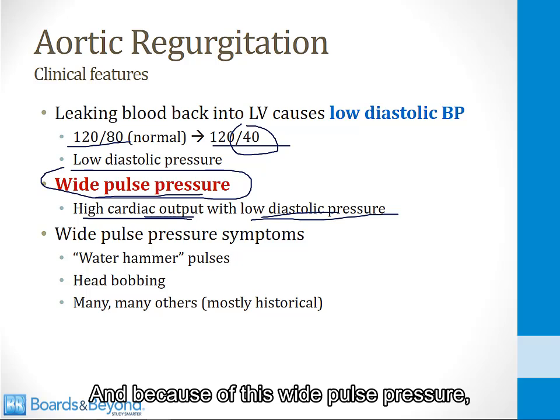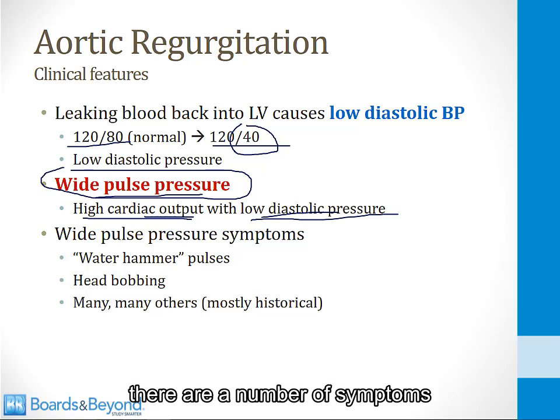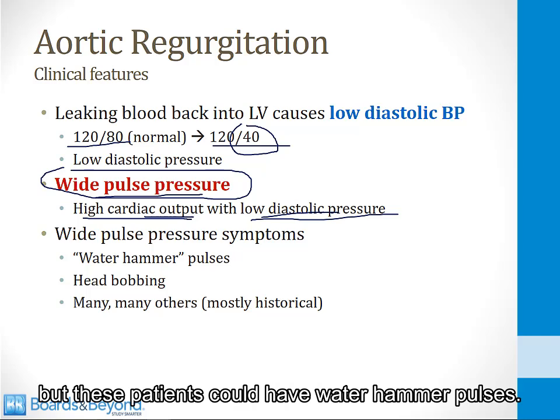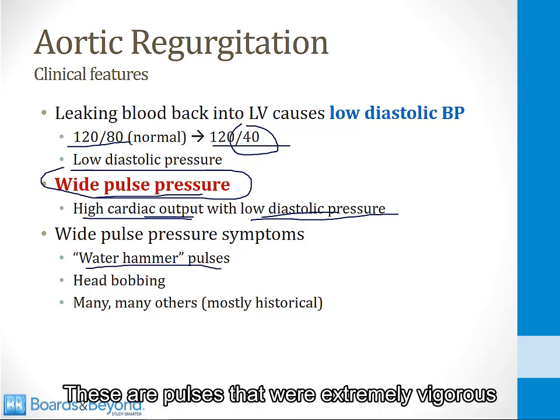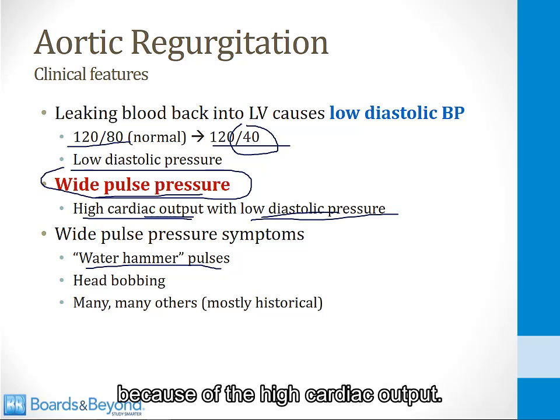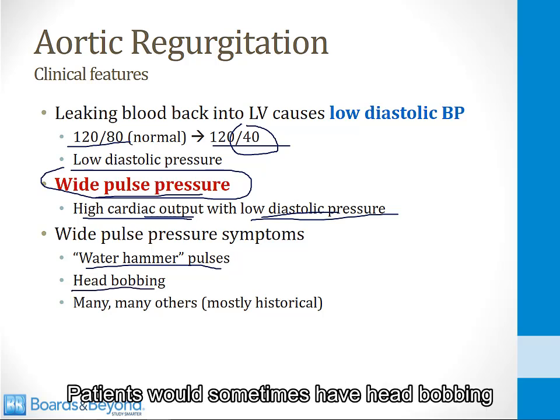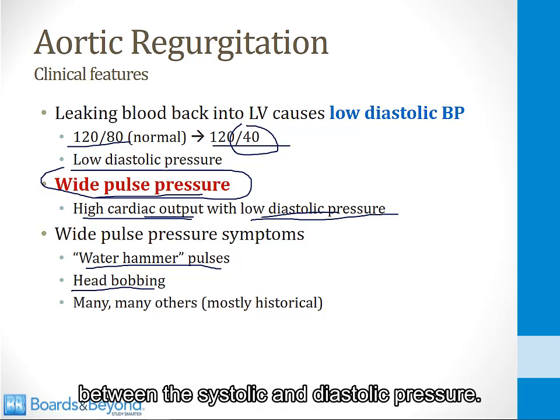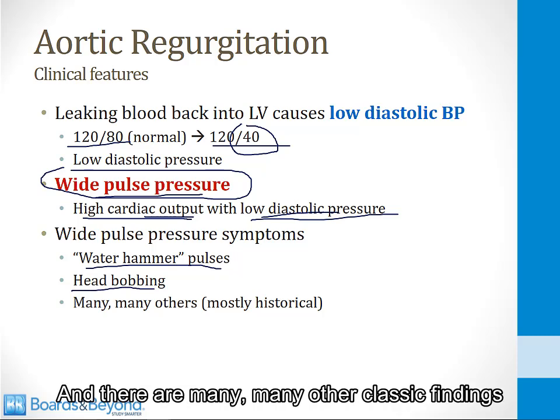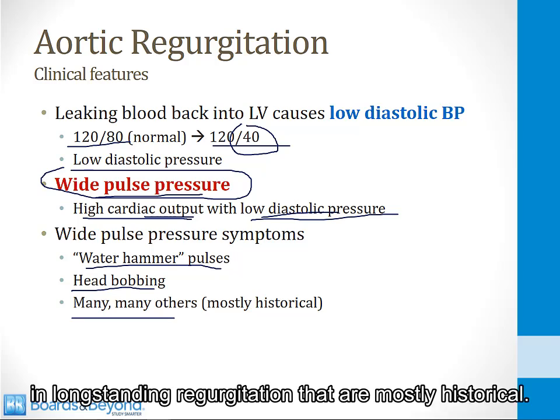And because of this wide pulse pressure, there are a number of symptoms that are unique to aortic regurgitation. Most of these aren't seen in the modern era. They're historical from older times when patients had long-standing untreated aortic regurgitation. But these patients could have water hammer pulses. These are pulses that were extremely vigorous because of the high cardiac output. Patients would sometimes have head bobbing because of the wide changes between the systolic and diastolic pressure. And there are many, many other classic findings in long-standing aortic regurgitation that are mostly historical.